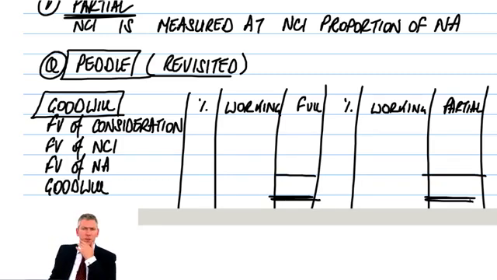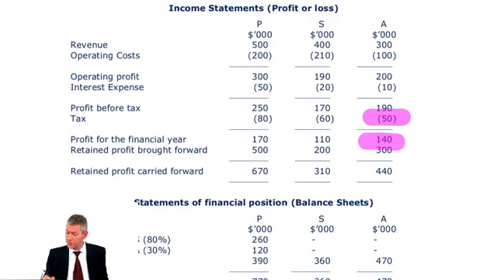Wait a second. We've already done goodwill once already and got 70. Which goodwill was it that we were doing? It's a good question, isn't it? Let's go back and have a look at the question itself and see if we can answer our question with the examiner's question.